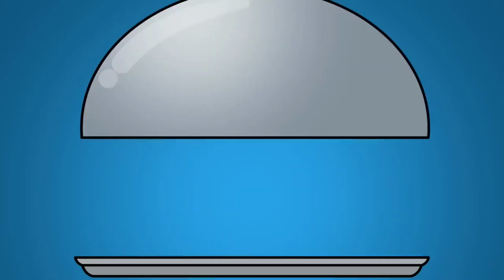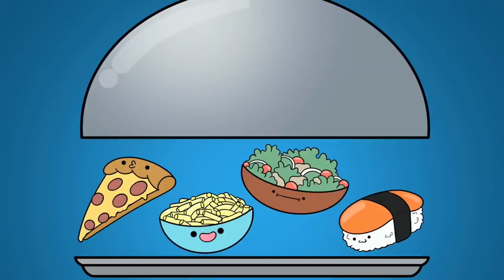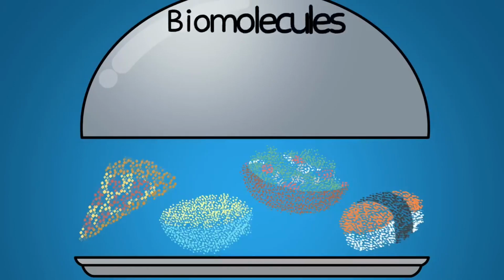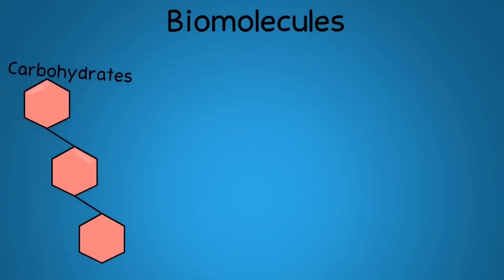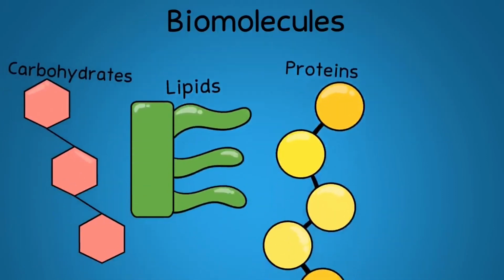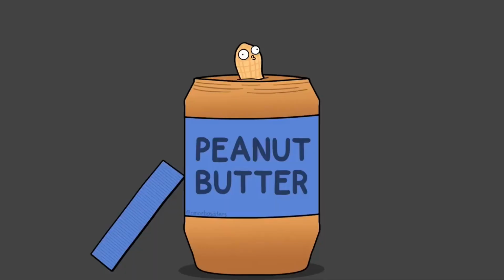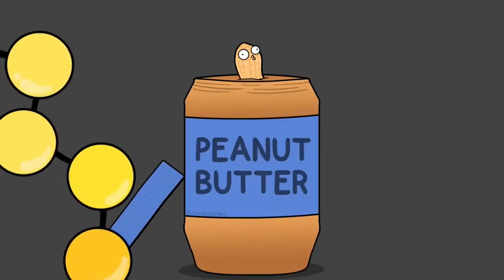Think for a moment about your favorite food. What is it? We all have different food preferences, but food is a source of large molecules that are needed for life, called biomolecules, also known as macromolecules: carbohydrates, lipids, proteins, and nucleic acids. In different types of food, you might find higher amounts of these biomolecules. For example, peanut butter can be high in both proteins and lipids.